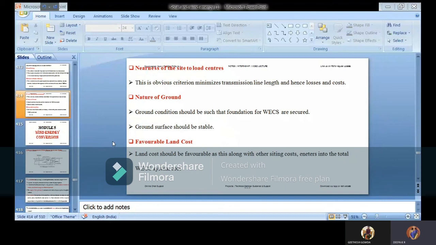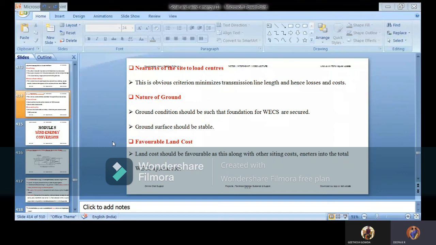Ground conditions should be such that the foundations of the WECS are secured. Ground surface should be stable. Normally on the Mangalore side in Karnataka, if floods happen, you could have seen the ground level. People normally construct their houses a little higher than the earth surface, in individual houses like farmhouses. If heavy rain comes, there is shattering of the soil. That is not favorable for these kinds of wind systems. So you have to choose the area where the soil structure has good stability and will give stable support for the WECS.